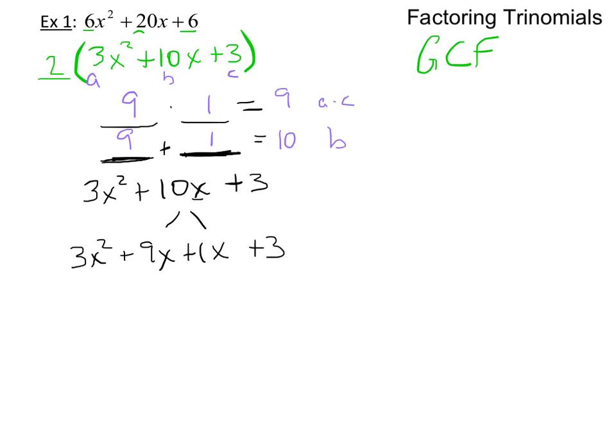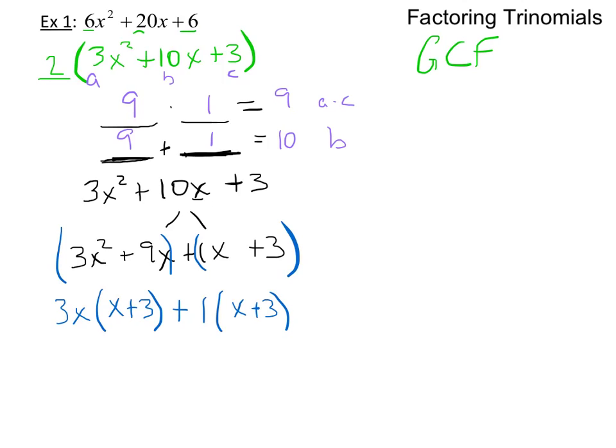I now have 4 terms. I can handle this. Group, group, group, group with a plus in the middle. Out of the first group, I can pull out a 3x, and that leaves me with x plus 3. Out of the second group, I can't pull anything out. There's nothing common. I have to pull something out, so I pull out a 1. And I'm left with x plus 3. Now I do my double check. Is what's inside my parentheses the same? It sure is. That's my first factor, x plus 3. The second factor is what's on the outside, 3x plus 1.